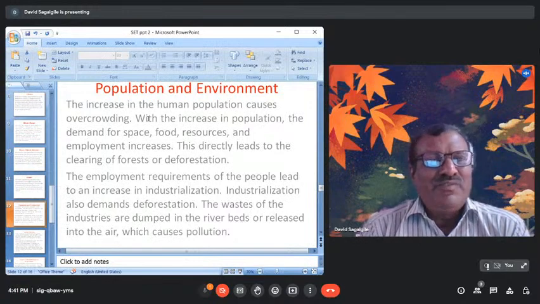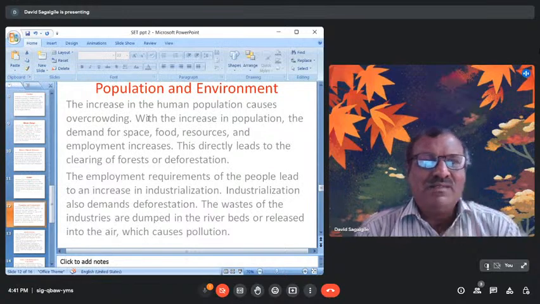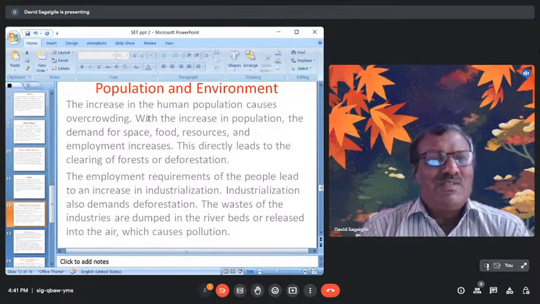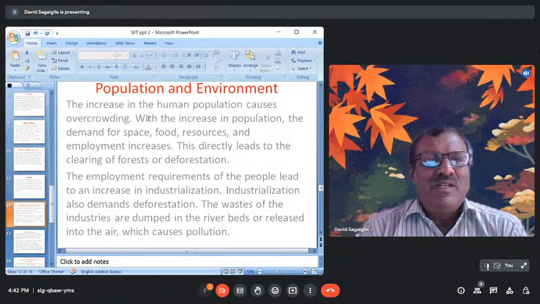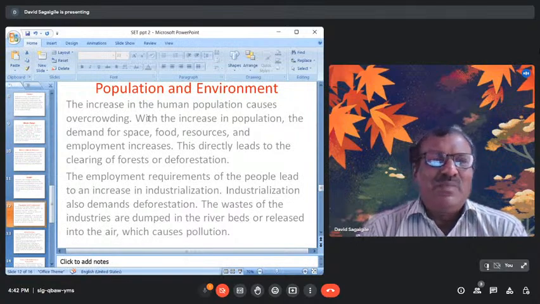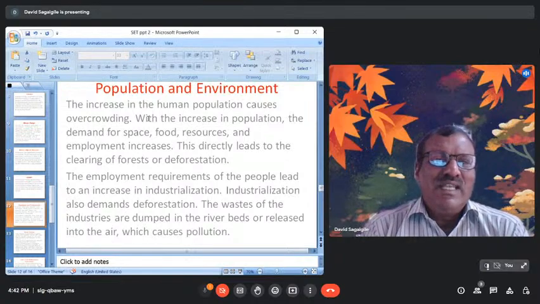The employment requirements of the people lead to an increase in industrialization. Industrialization also demands deforestation. That means trees are cut down, jungles are destroyed. The waste of the industries is dumped in the riverbeds or released into the air, which causes pollution. So the more the people, the more the industries will be there, the more the trees will be cut off, and more and more pollution will be caused day by day.